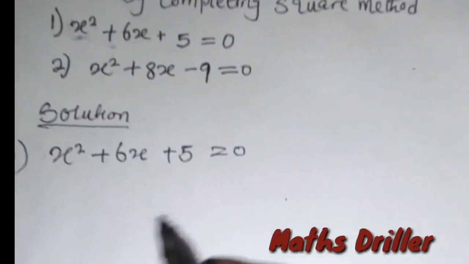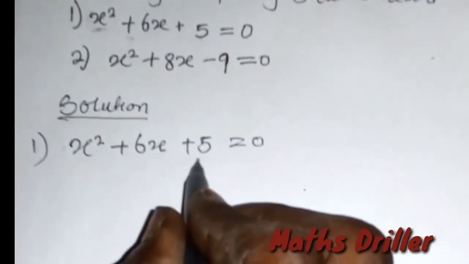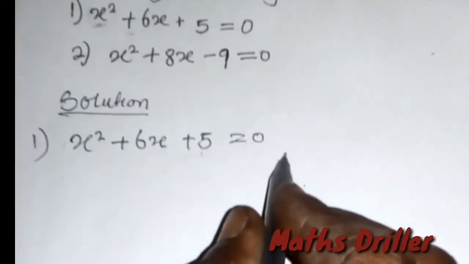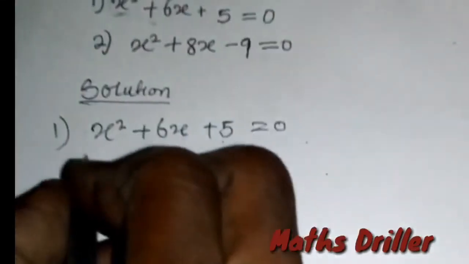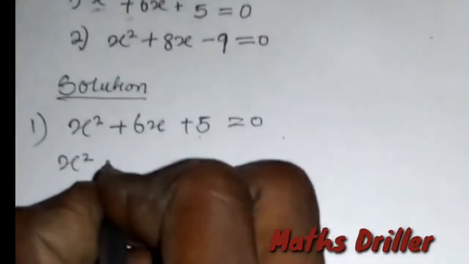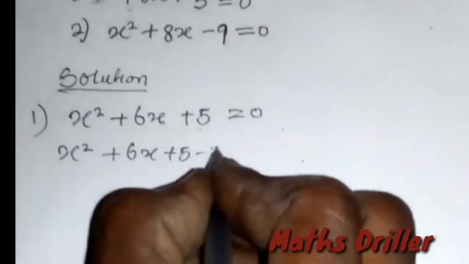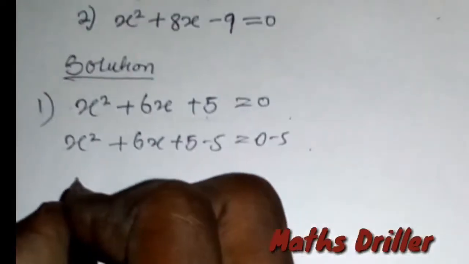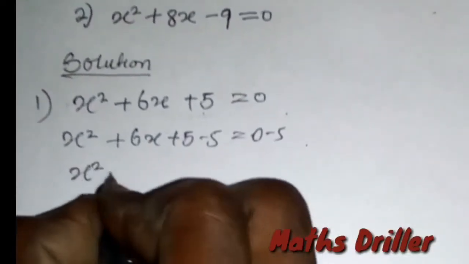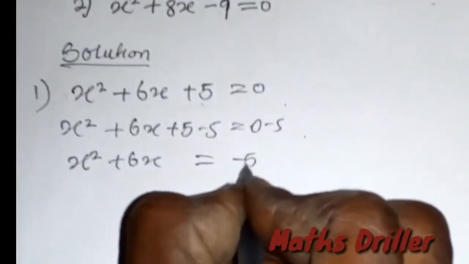In order to apply completing the square, we have to subtract both sides by 5 so that this 5 will be transferred to this side. Therefore, we are now going to subtract both sides by 5. We have x squared plus 6x plus 5 minus 5 equals 0 minus 5, and this can be simplified as x squared plus 6x is equal to minus 5.